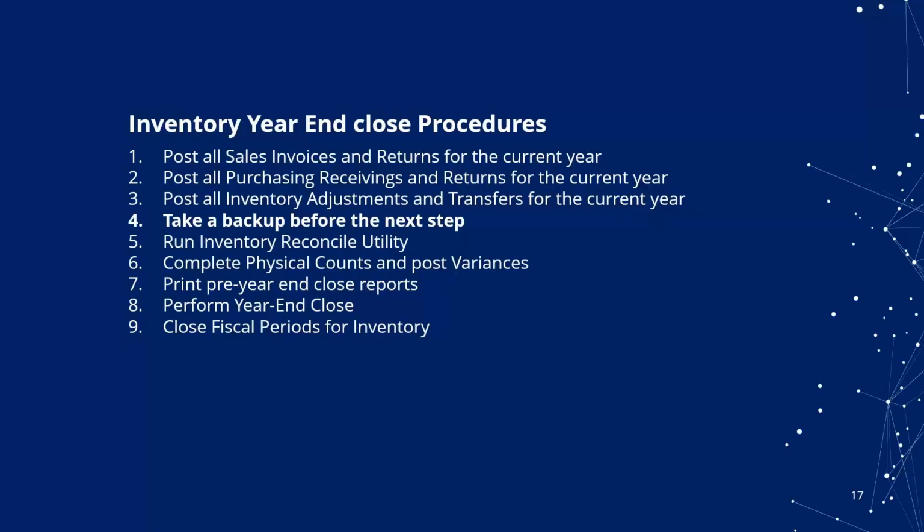So let's go over the procedures for inventory year-end close. Firstly, we want to post all sales, invoices, and returns for the current year. Post all purchasing, receivings, and returns for the current year. And post all inventory adjustments and transfers for the current year. So basically any transactions that touch or move inventory, we want to make sure those are posted for the current year. Once everything's posted, take a backup before running the next step. And that next step would be to run the inventory reconcile utility.